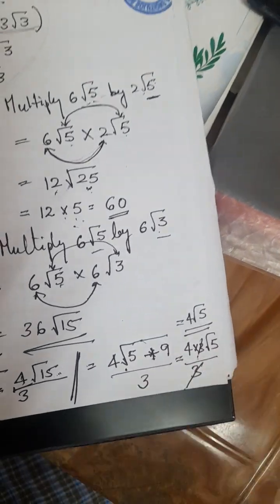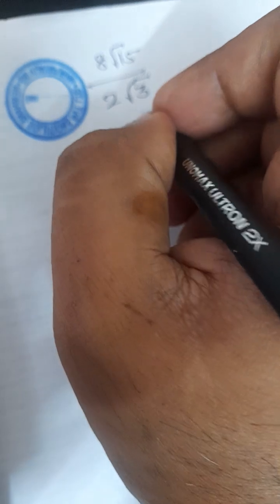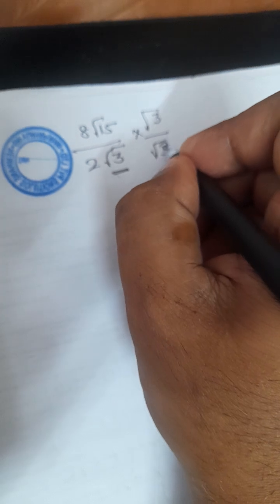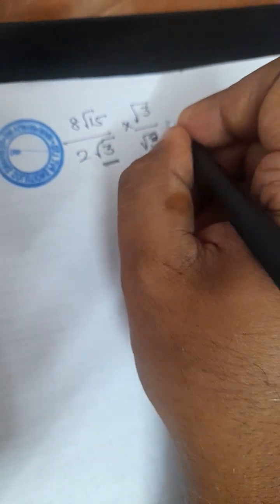This is one way of doing it. Let us see another way of doing it. You have 8 root 15 divided by 2 root 3. You can multiply both the numerator and denominator by this irrational number, root 3. So I'll multiply this by root 3 and this also by root 3.